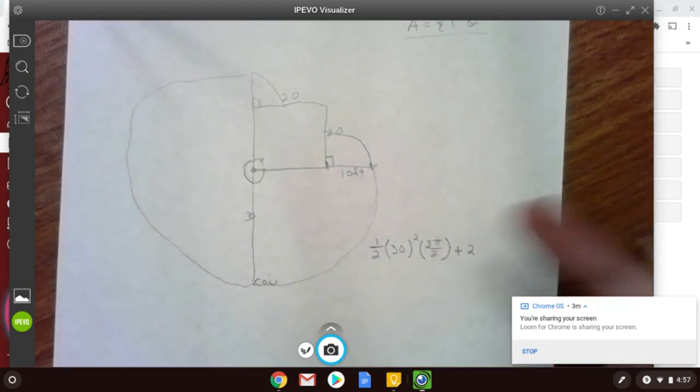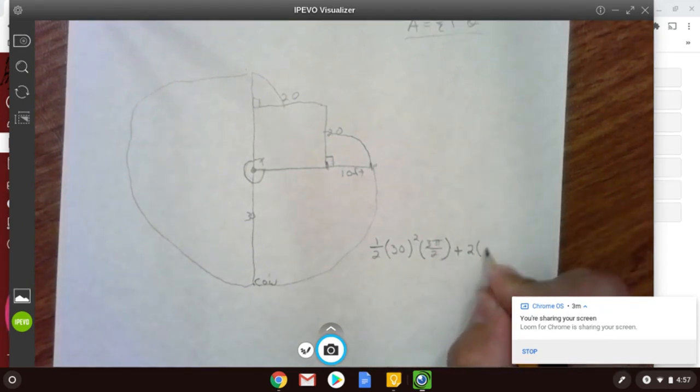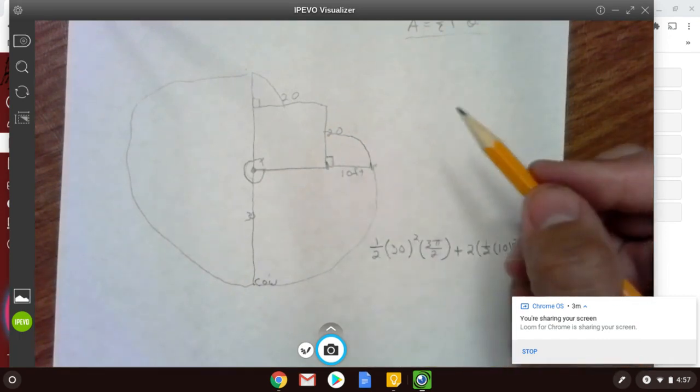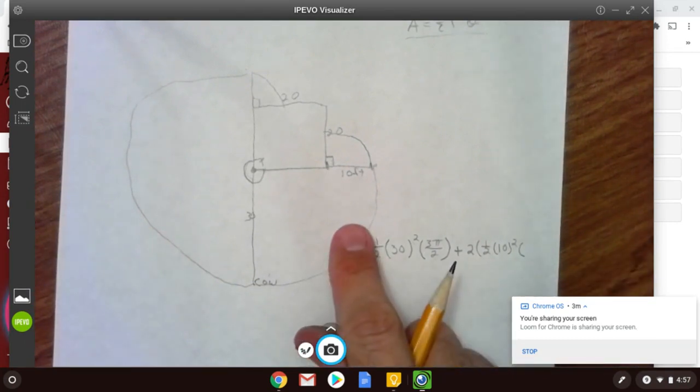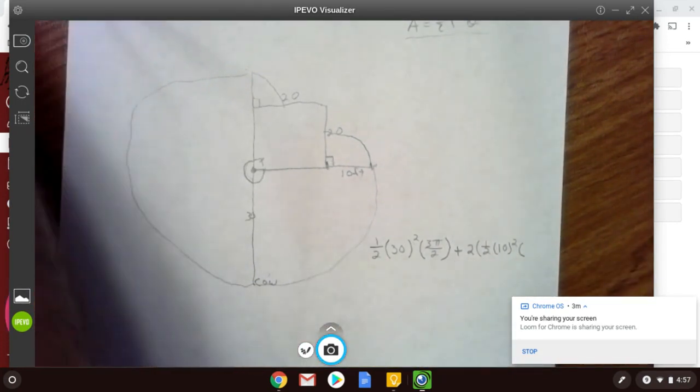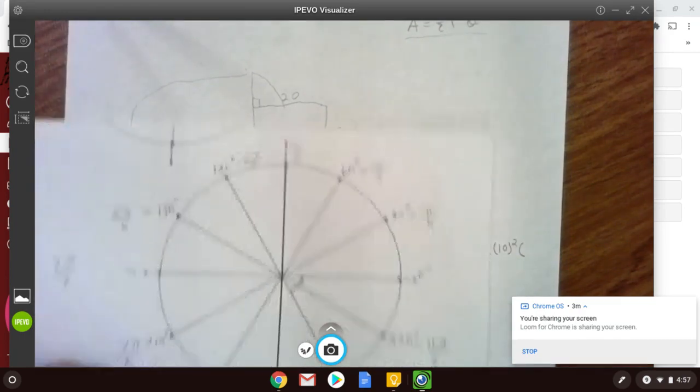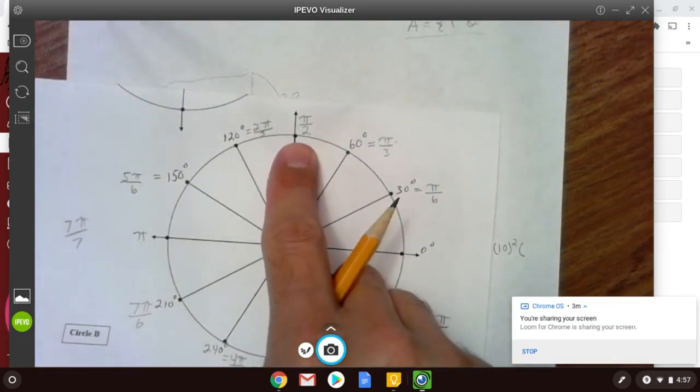So it's going to be plus 2, because he's able to do two of them, of this 1/2 r squared. In this case, r is going to be 10. And the theta is that angle in radians that he's able to turn. All right, so 90 degrees in radians, yeah, 90 degrees in radians is pi over 2.